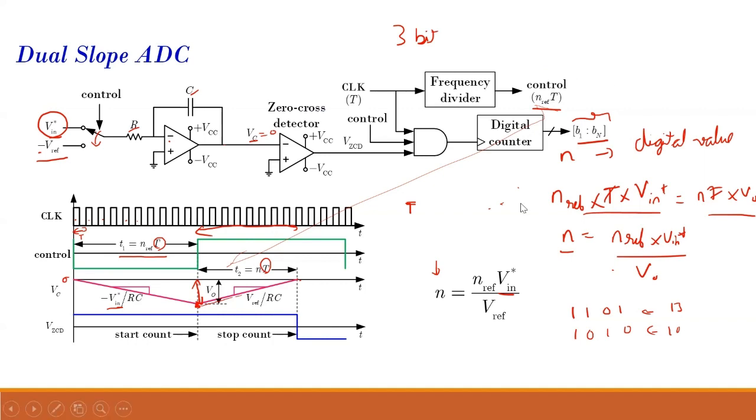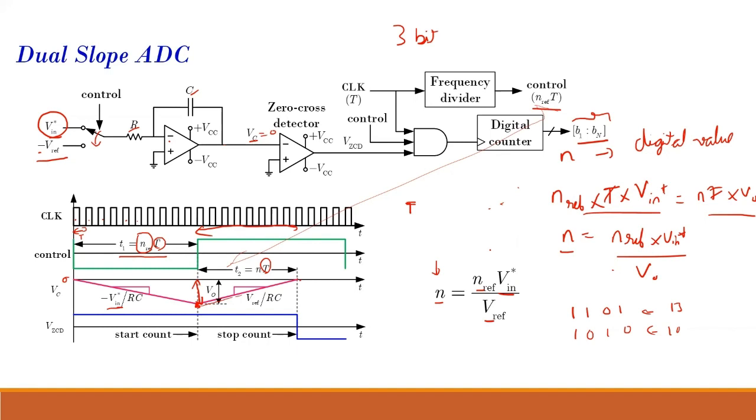NREF is not equal to N, because NREF is a fixed value. You're giving a fixed NREF. You know NREF prior to running it, and you know VREF. So only V in star changes, and as V in star changes, my N will automatically change.